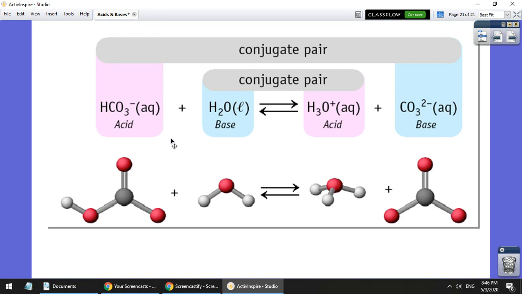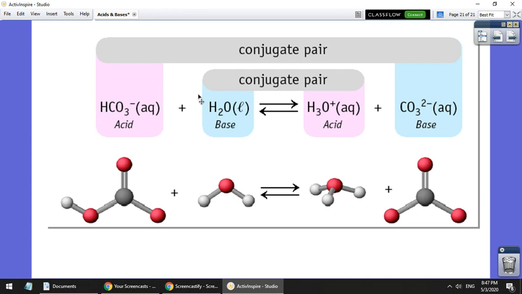In the reaction going from left to right, we have HCO3 minus donating its H to H2O, which means that HCO3 minus becomes CO3 2 minus. And H2O accepts an H plus to become H3O plus. So going from left to right, HCO3 minus is acting as an acid because it donates its H, and H2O is acting as a base because it's accepting an H plus.